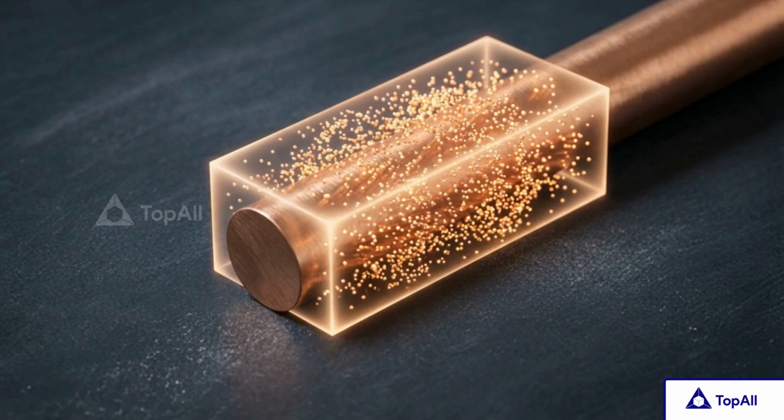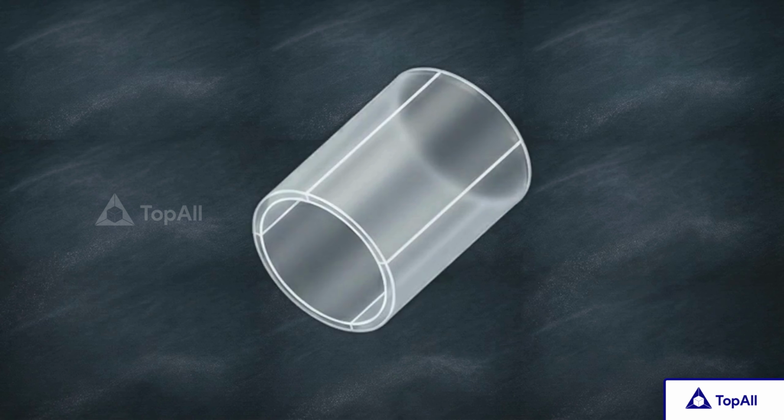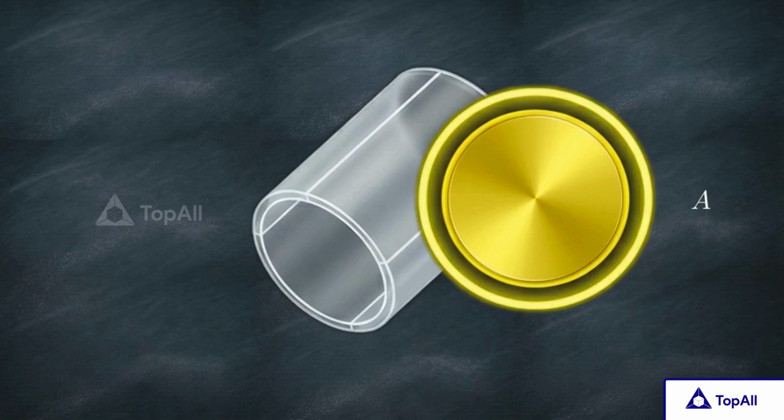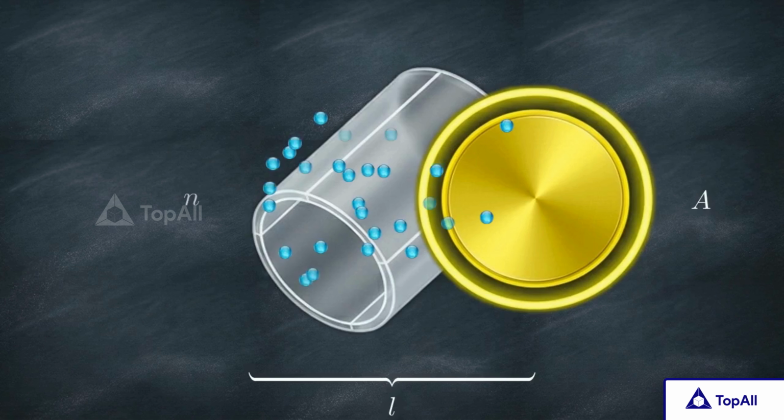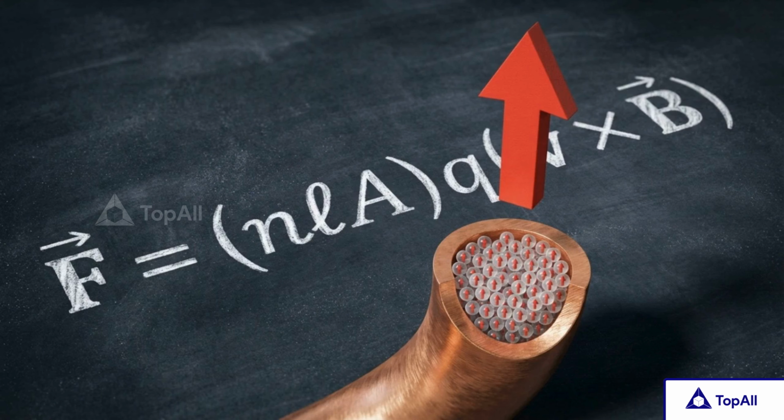Determining the total physical push on the wire requires counting every moving electron packed within a specific segment of the metal. We define the physical volume of this section by its circular cross-section of area, A, multiplied by its length, L. To find the population of electrons, we use number density, N. Multiplying this density by length and area gives the total head count of moving charges. The macroscopic lifting force is the microscopic Lorentz force multiplied by this massive internal population of electrons.